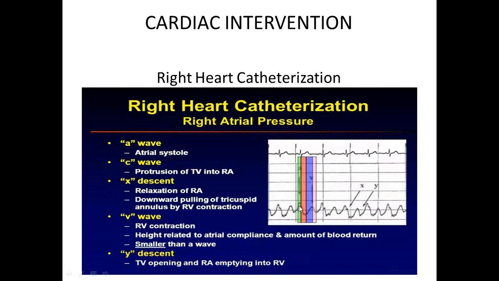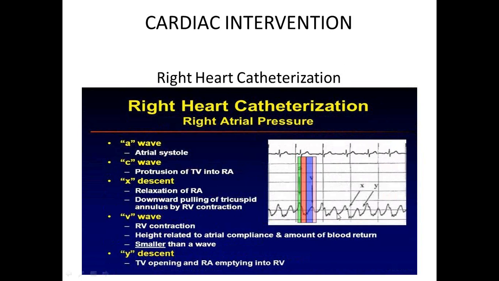So the components of the right atrial pressure tracing: you have your A wave, due to atrial contraction; the C wave, which is due to the upward push of the tricuspid valve into the right atrium, so the pressure increases. Then the right atrium relaxes during ventricular systole, so we have our X descent. Then the RV contracts. When the right ventricle contracts, it pushes the tricuspid valve up into the right atrium, so the pressure increases. Then you get into diastole, where the tricuspid valve opens, and you have your so-called Y descent. Okay, and then the process starts all over again. Your A wave, your C wave, your X descent, V wave, and Y descent.